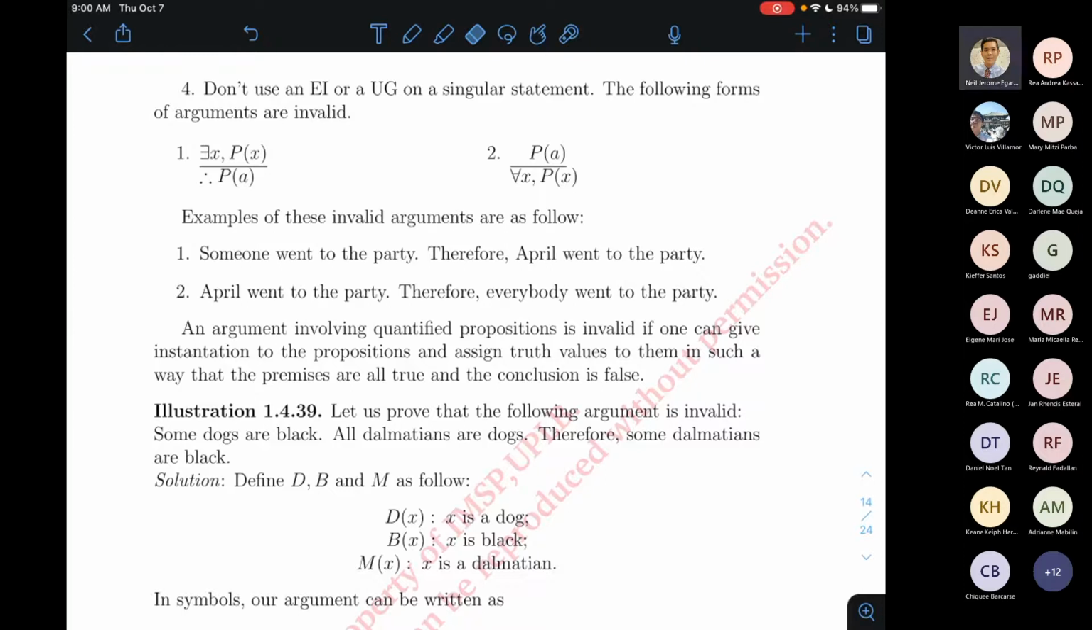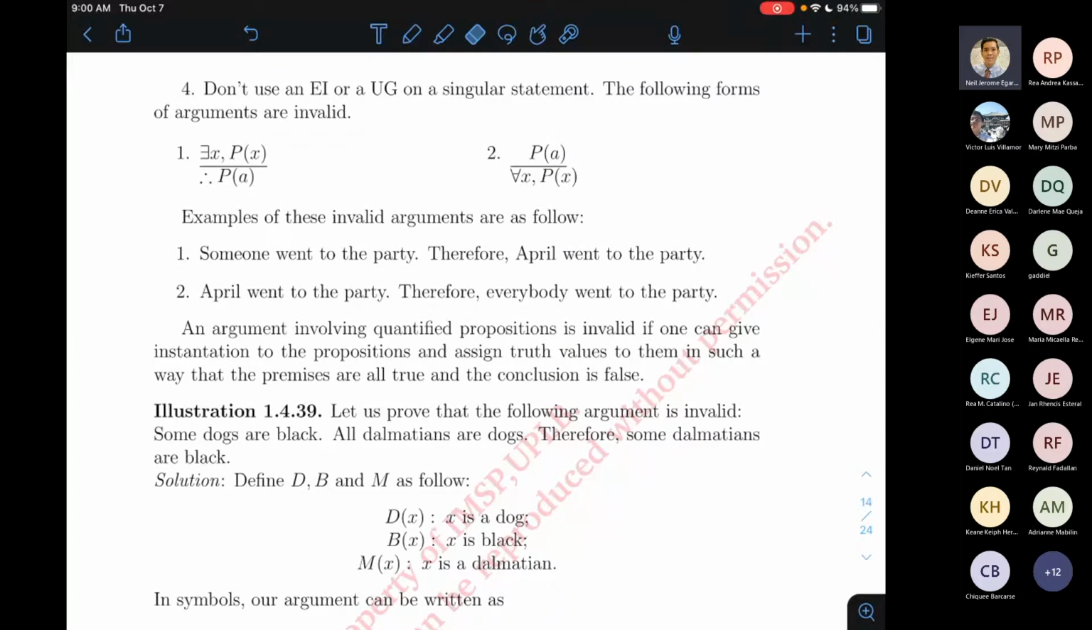Okay, good morning, everyone. So today we'll continue our discussion about proving the validity or invalidity of quantified arguments, or arguments involving quantified predicates. And then we'll also try to start our discussion of methods of proof.